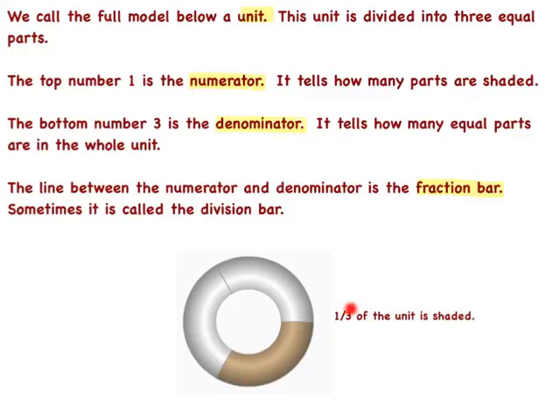The bottom number, or the second number in this case, is the denominator, and it tells how many equal parts are in the whole unit. So I see the 1, the 2, and the 3 separate parts. The line between the numerator and the denominator, in this case that slanted line, is the fraction bar, and sometimes it's called the division bar.